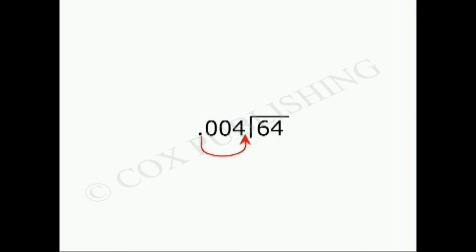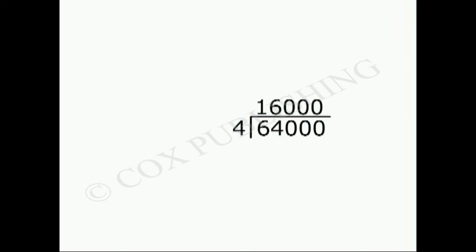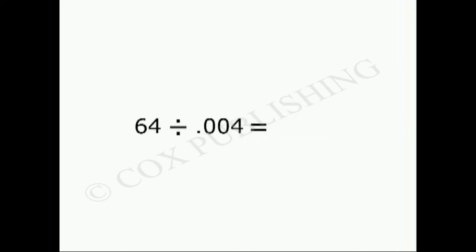I also have to move the decimal point over 3 places in the other number. So I have to put the decimal point at the right of the 4, then add 3 zeros so I can move it over 3 places. Now I can divide 4 into 64,000, which equals 16,000. So 64 divided by 4 thousandths equals 16,000.